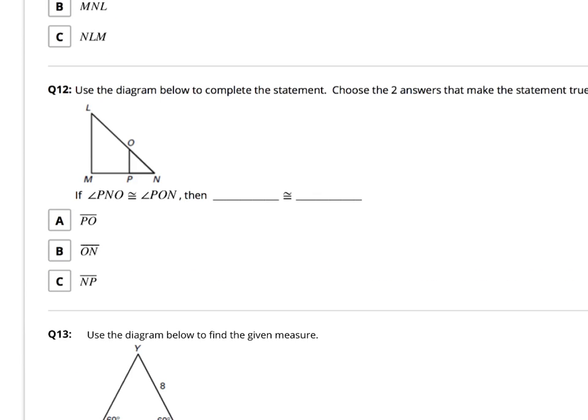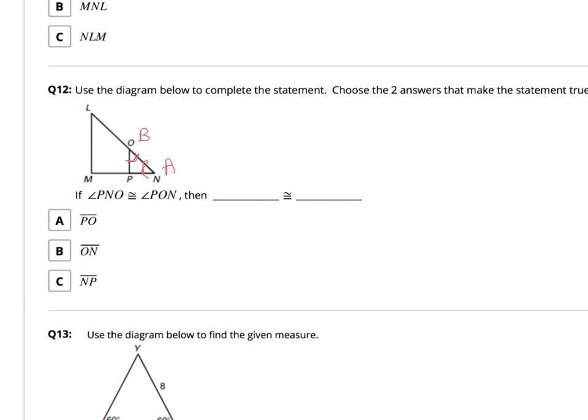Question 12, just like 11, we got to figure out what we got to put in here to make this true. Now this one's a little different. They're telling us that PNO, this little angle right here, and we'll call that angle A, is congruent with PON, which is this guy right here. We'll call that angle B.